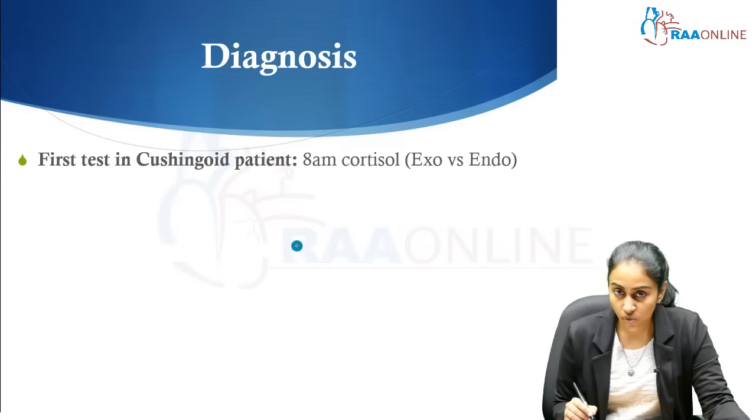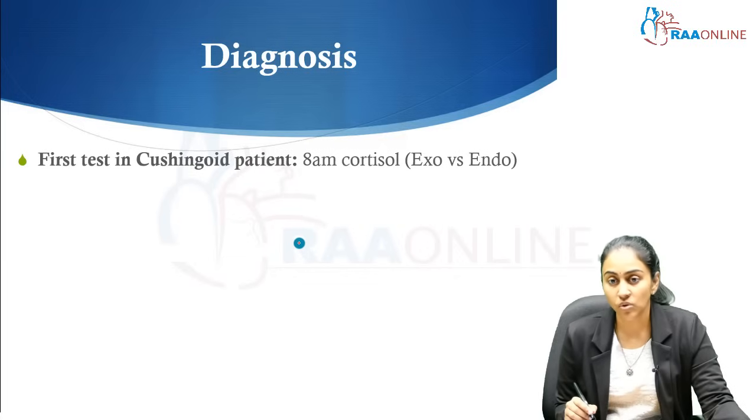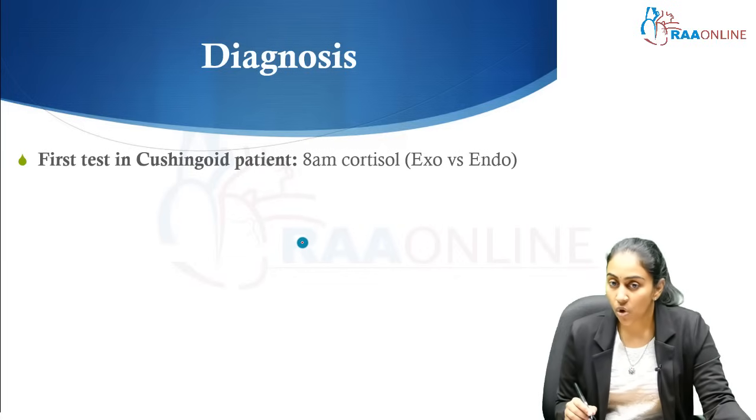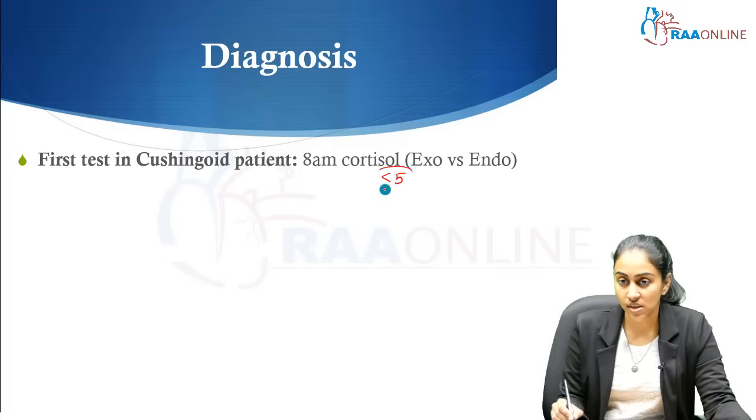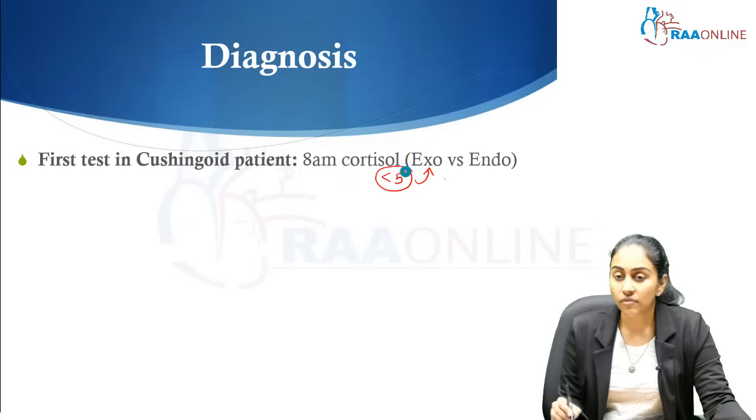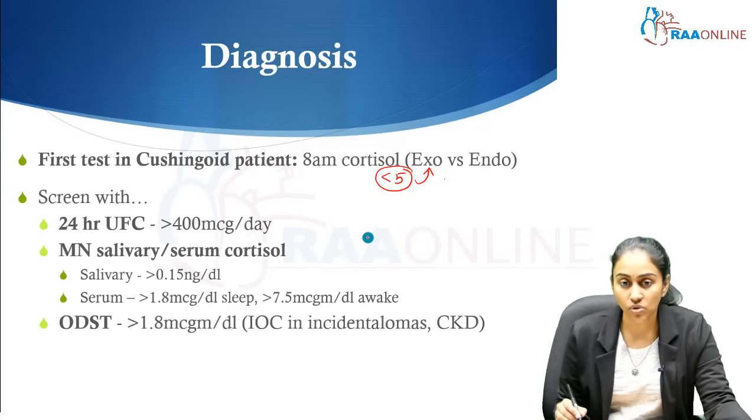So, the first test in a Cushingoid patient, as I mentioned earlier, the first step is to see if it's exogenous or endogenous. So, you do an 8 AM cortisol. If 8 AM cortisol is suppressed, you are looking at exogenous Cushing's. If this is less than 5, it is suppressed, then you are looking at exogenous Cushing's. If 8 AM cortisol is normal, increased or unsuppressed, then you are looking at endogenous Cushing's.